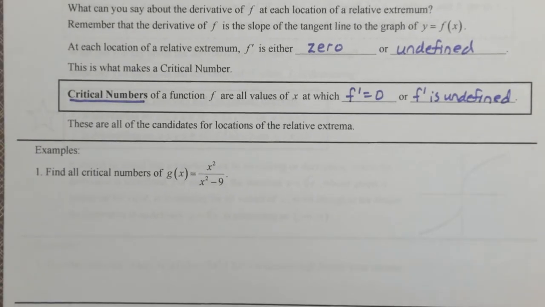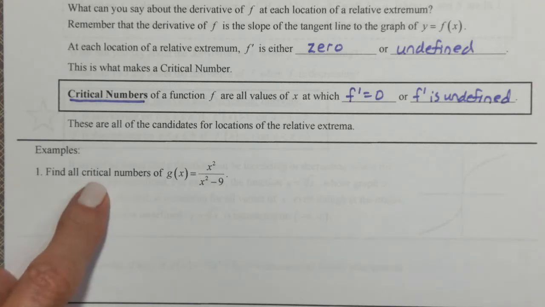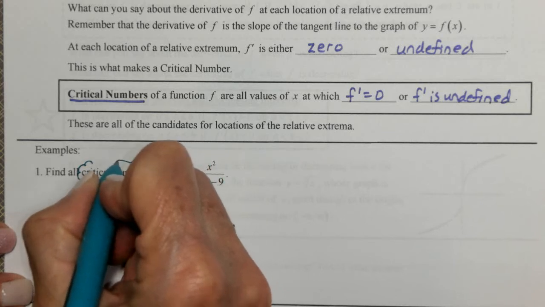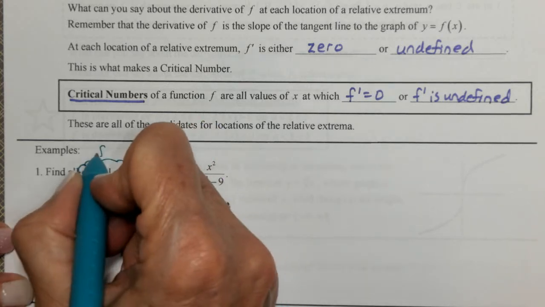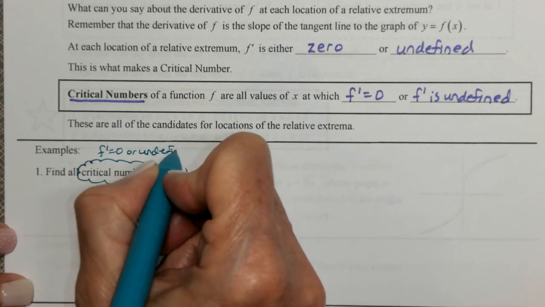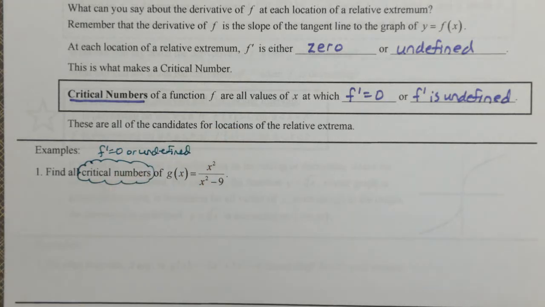All right, let's take a look at some examples here. So we're going to start with: find all the critical numbers of this function. So I know when I see critical numbers, I think that's where the derivative is 0 or undefined. So let's go ahead and take the derivative here.